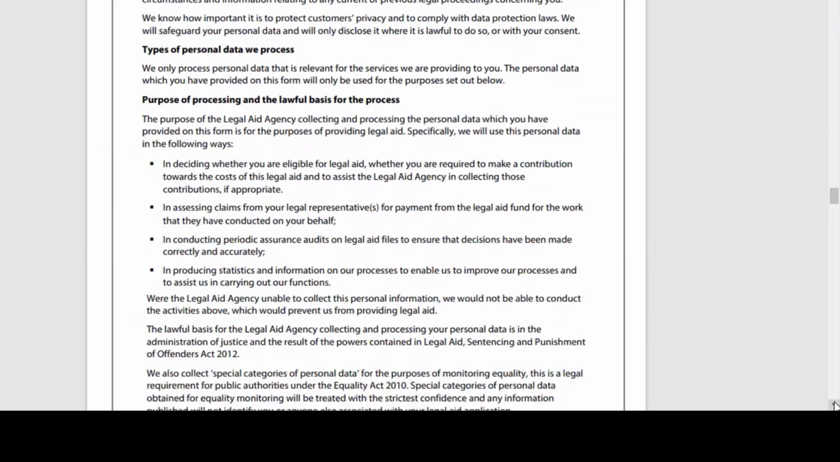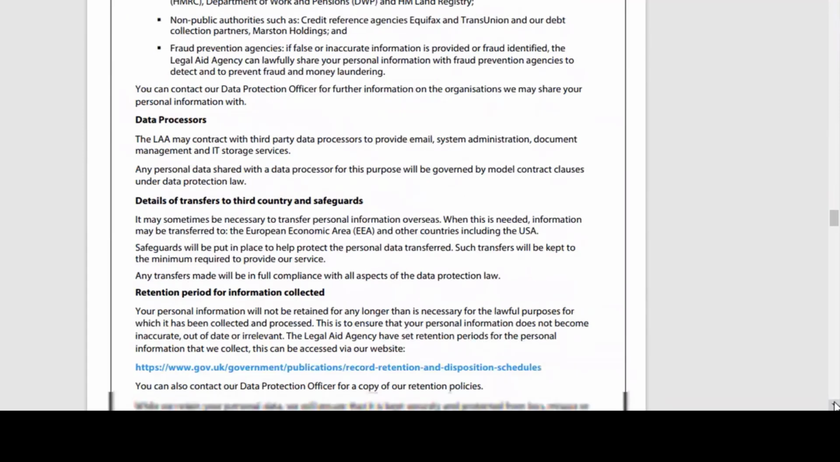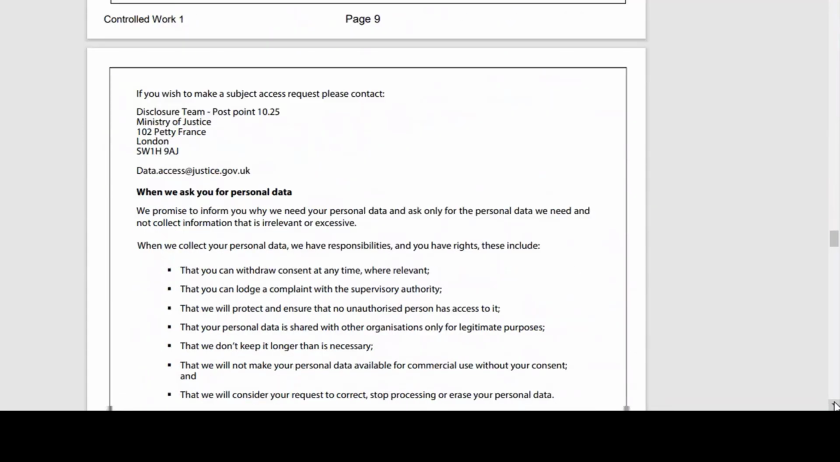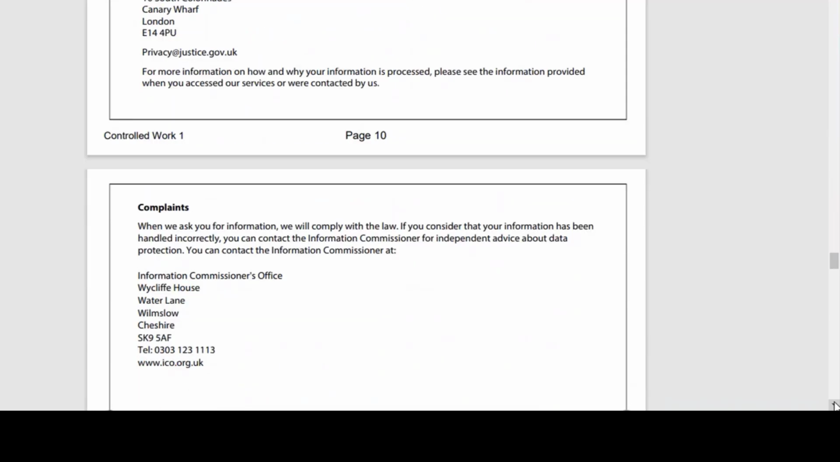The next 4 pages relate to the legal aid privacy notice, which the client needs to be made aware of. So I won't go through those just now.